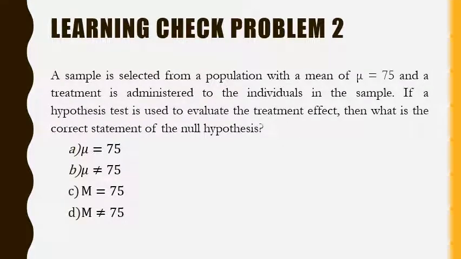Learning check problem 2. A sample is selected from a population with a mean of 75 and a treatment is administered to the individuals in the sample. If a hypothesis test is used to evaluate the treatment effect, then what is the correct statement of the null hypothesis? You should have gotten mean equals 75.